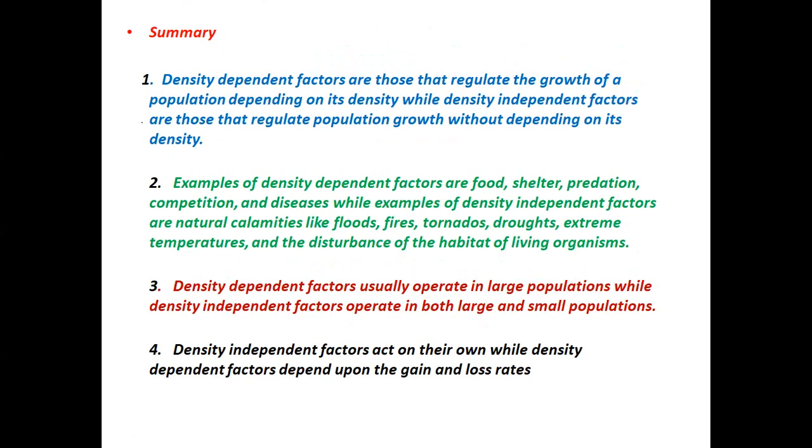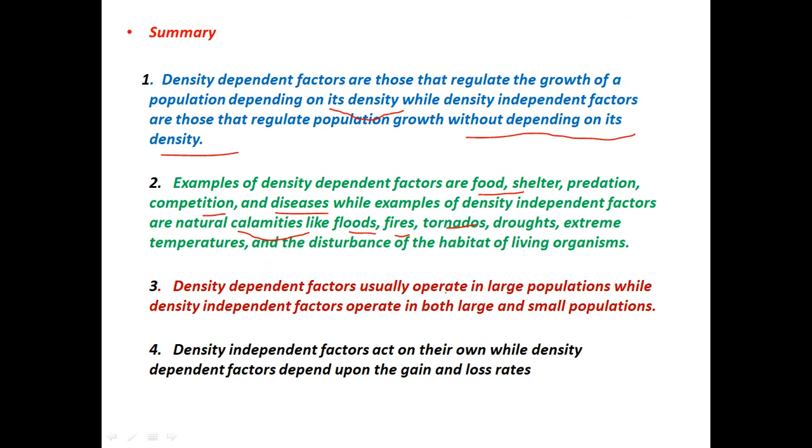Now if we summarize both the factors that regulate or control population growth, we'll say density dependent factors are those that regulate the growth of a population depending on its density, while density independent factors are those factors that regulate population growth without depending on its density. Examples of density dependent factors are food, shelter, predation, competition, disease, etc., while examples of density independent factors are natural disasters or natural calamities like floods, fires, tornadoes, etc.